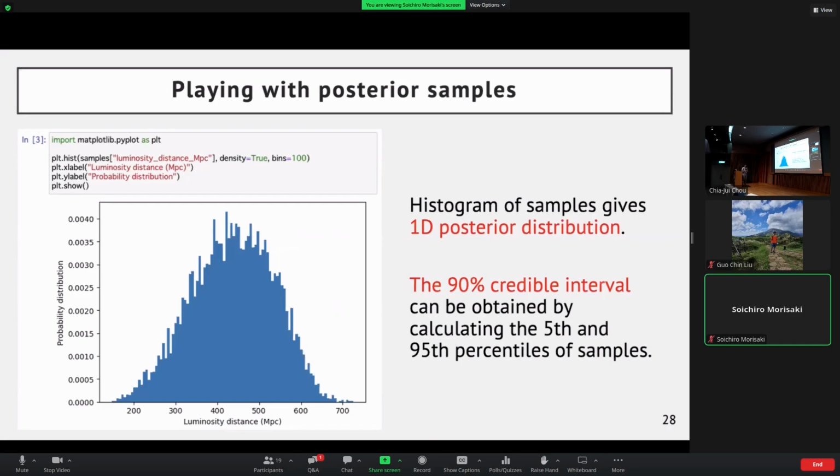As you see in this left figure. If you also want to compute the 90% credible interval, which is basically the interval whose total probability value is 90%, then you can just sort those samples and take the 5th and the 95th percentiles of the samples, and then you will get the lower and upper bounds of the 90% credible interval.